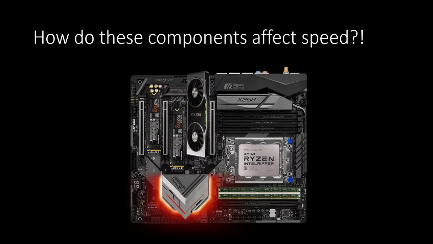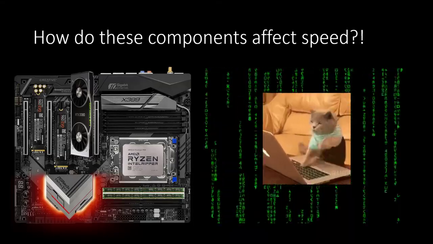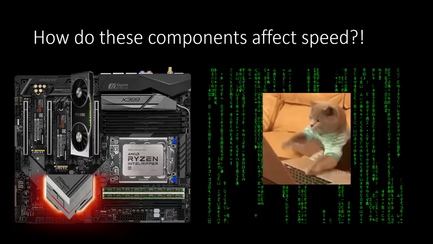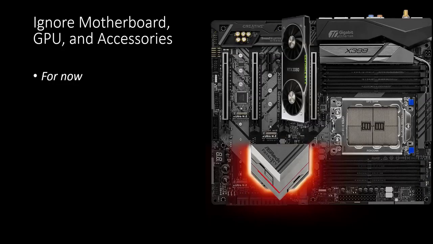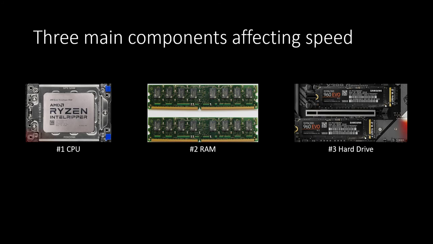So the question you might have is, okay, how do those components affect speed? How are we going to become this super cyber cat hacking into the mainframes? And so for now, I'm going to ignore motherboards, GPUs, and other accessories, and we'll just mainly focus on the three components that I think most of us will understand. The first is going to be the CPU itself. This decides how fast you can do operations. Below that is RAM, or random access memory. This also has a throttling effect on speed. And then finally, we have the hard drives.